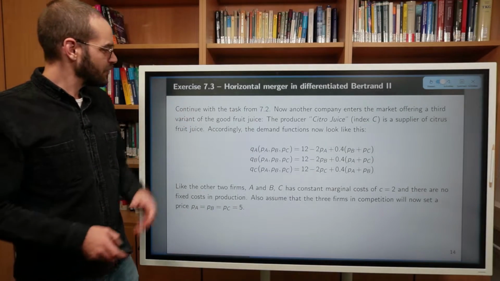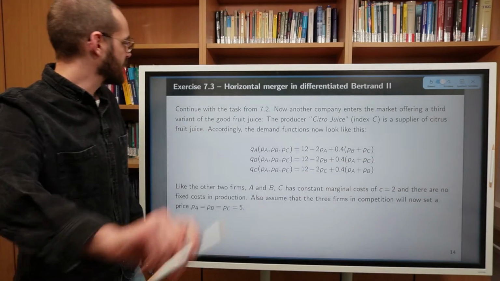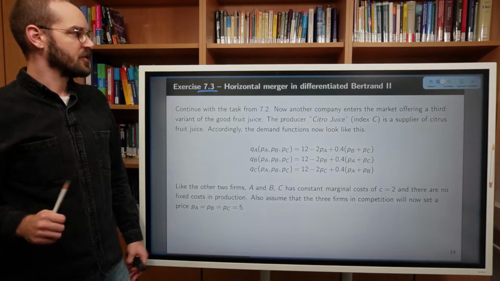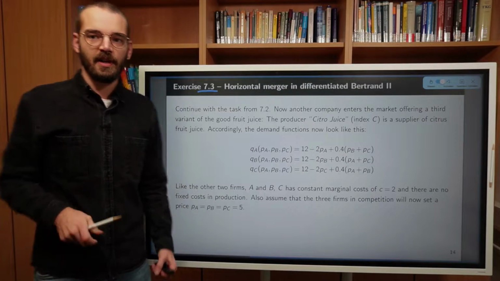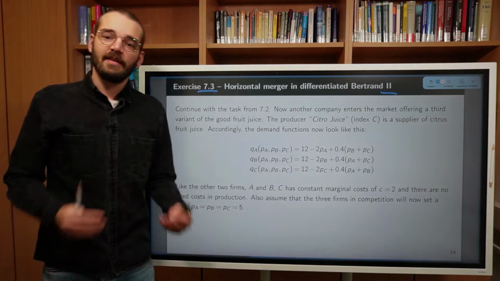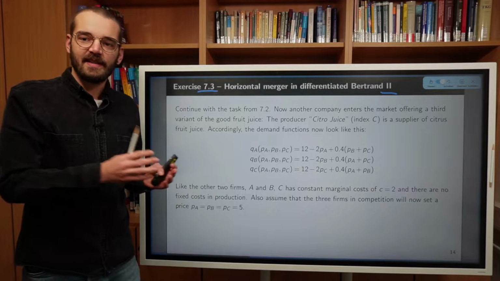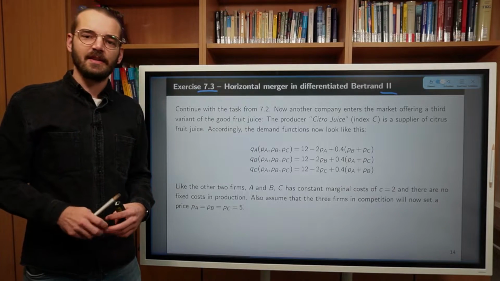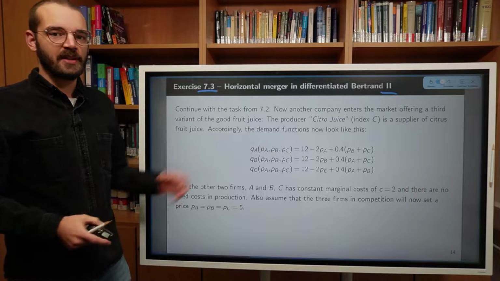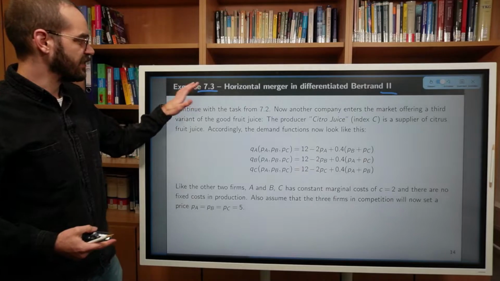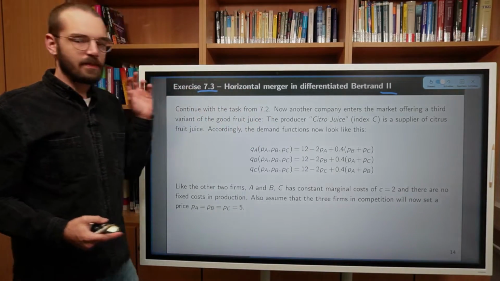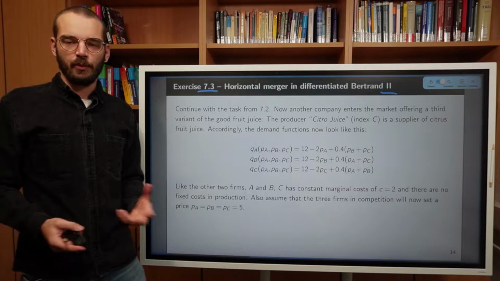In this video we are going to talk through the solutions to exercise 7.3, which is on the topic of a horizontal merger in a differentiated Bertrand model. As indicated by this Roman number 2, this is the second, more or less consecutive, exercise on this model. So I would strongly recommend going back to the previous video on exercise 7.2 in case you have not yet watched it.